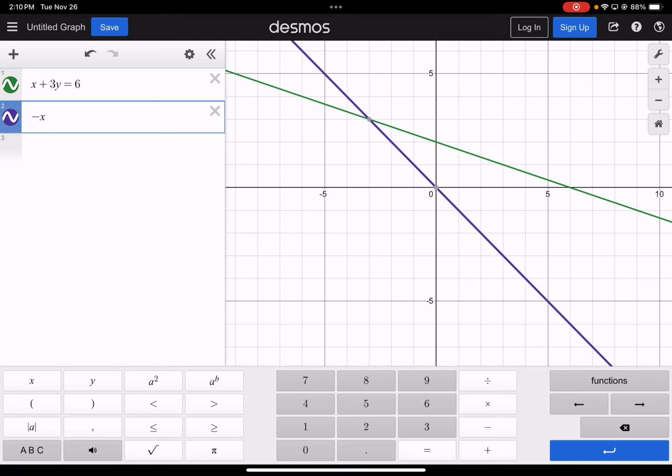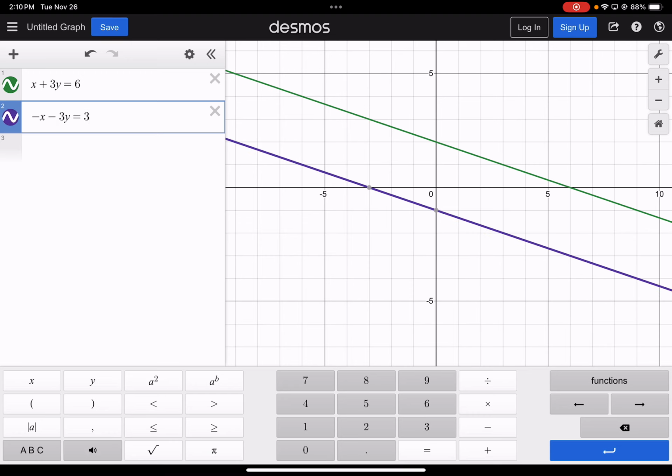Okay, so here is line number 1, and here is line number 2. Notice they're parallel.